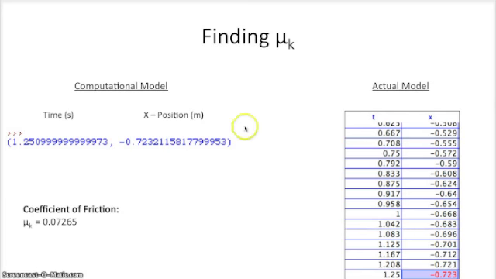Okay, so the next step was to find the coefficient of kinetic friction. I did this by running my computational model several times so that the final x position of the ball would match the final x position of the actual model that I found through Tracker. So in the end, they match up, and I found the coefficient of kinetic friction to be about 0.07.